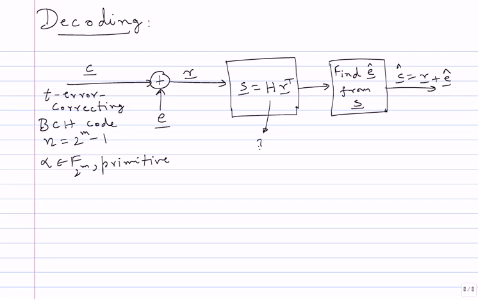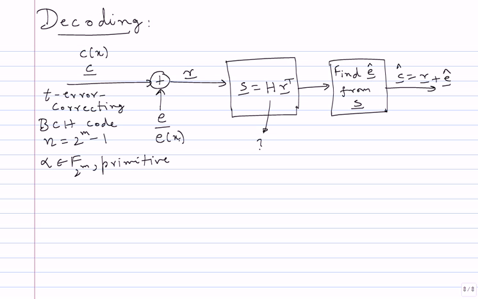Once I start thinking in terms of BCH codes, it's very useful to convert everything to polynomials, because I have a very succinct description for the parity checks in terms of roots of a polynomial. Otherwise this parity check matrix is very difficult to write down. So instead of C, I will think of C of x. Instead of E, I will think of E of x.